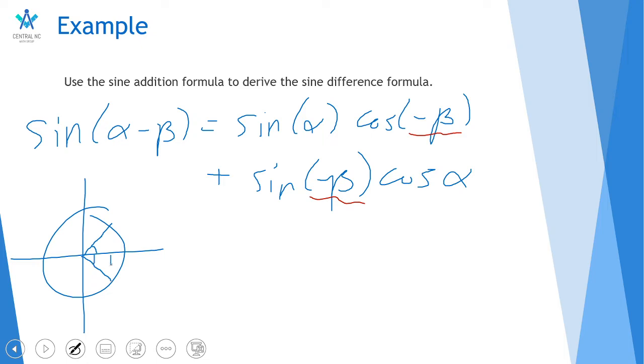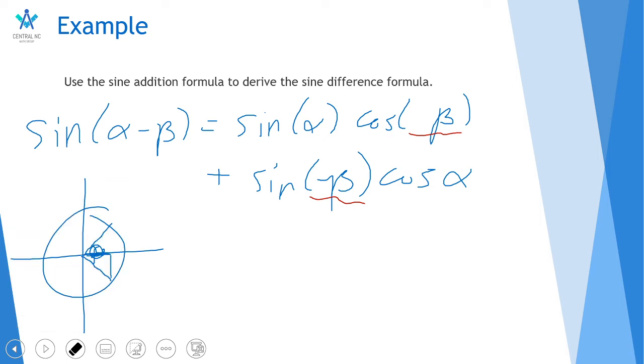So negative beta, the angle is going to look something like that right there. And then the cosine of this right triangle is going to be the adjacent over the hypotenuse. The adjacent side is actually the side that both of these triangles share, this side that I just shaded. That means that the cosine of a negative angle is equal to the cosine of the positive angle. So actually, we can rewrite this cosine negative beta as just cosine beta.